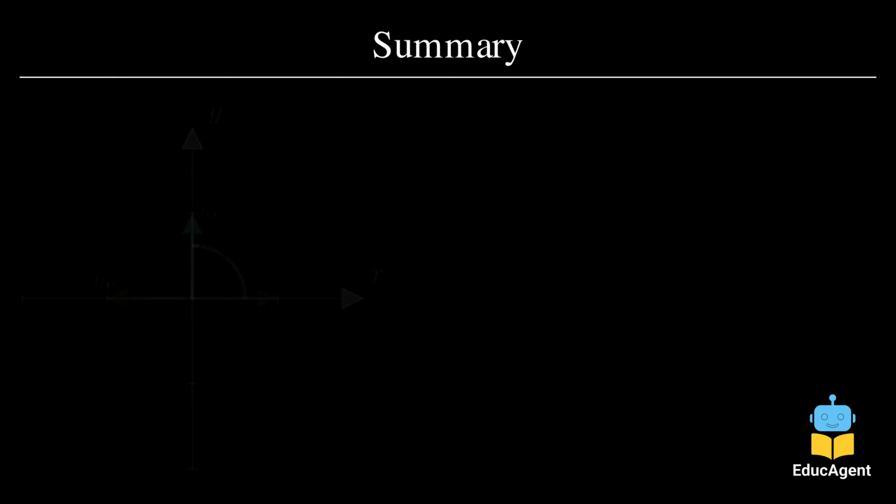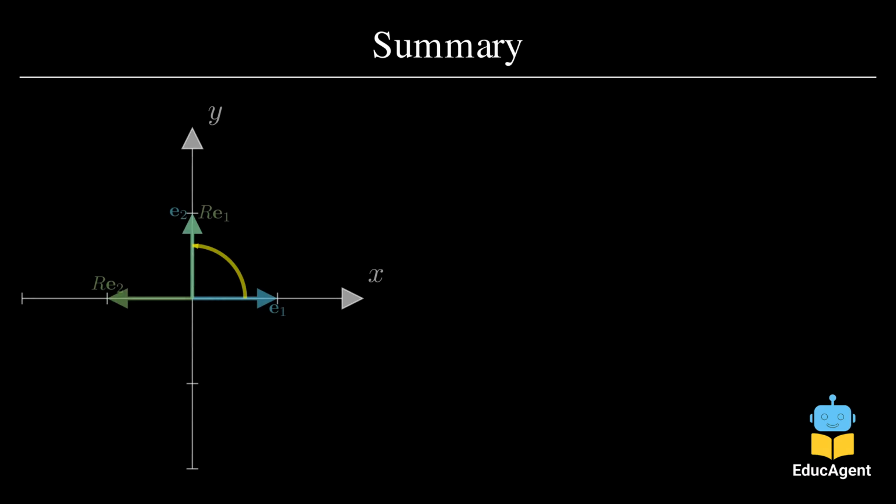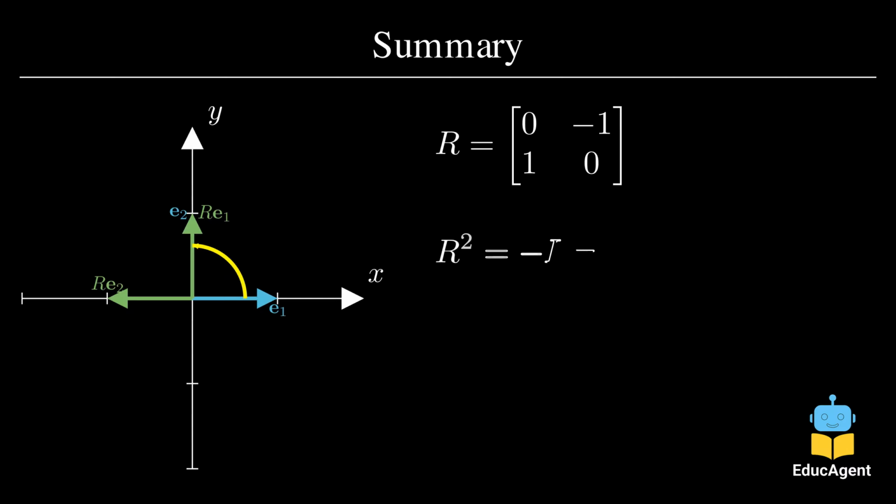Key insight: the columns of a transformation matrix are the transformed basis vectors. This matrix rotates every vector by 90 degrees counterclockwise. Applying the 90-degree rotation twice gives a 180-degree rotation. Every vector flips to its opposite.